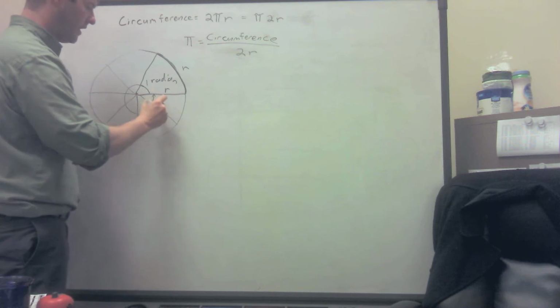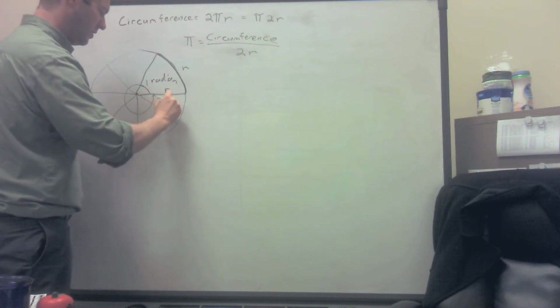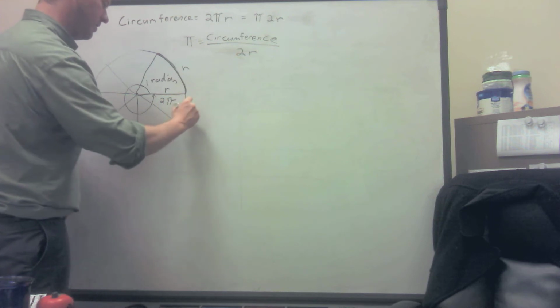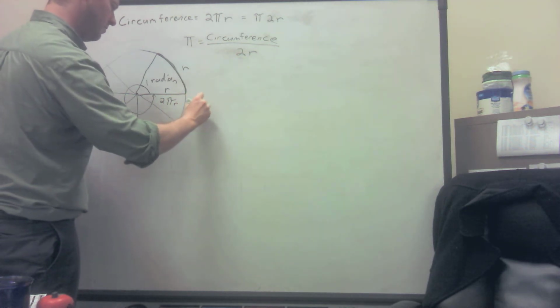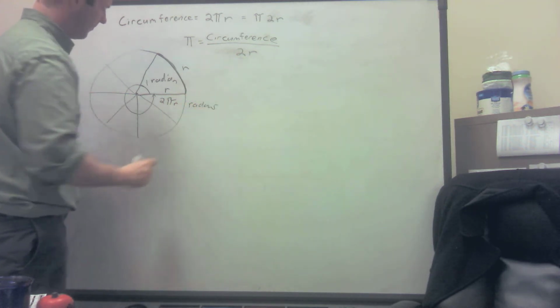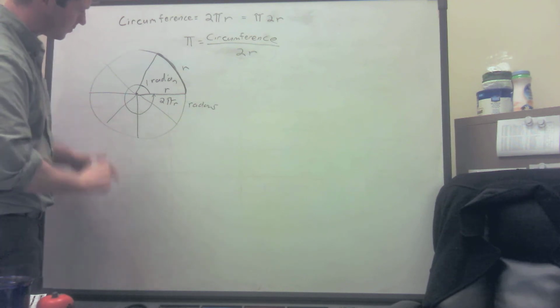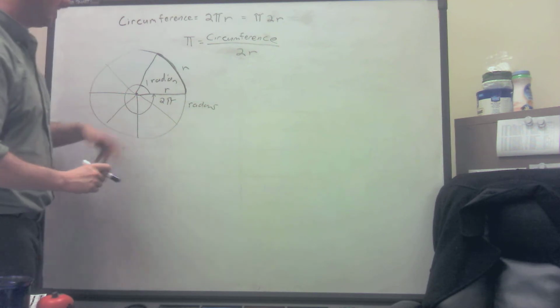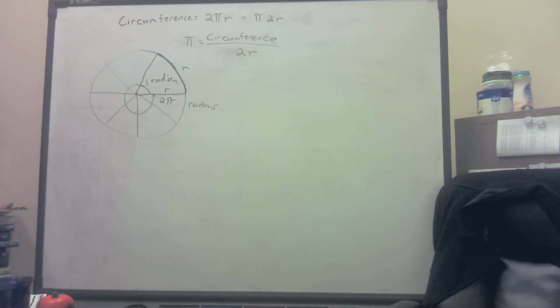All these together is 2 pi times whatever our radius is. Radians. Oh, I messed it up again. It's just 2 pi radians. That r just keeps coming back to bite me.